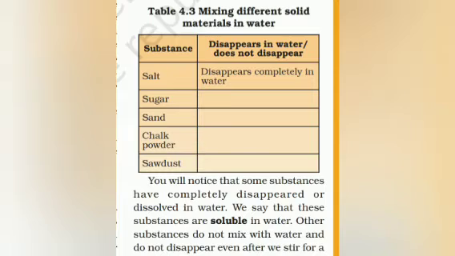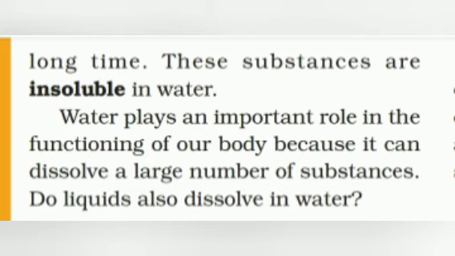Mixing different solids: if we add salt, it disappears completely in the water. The sugar also disappears completely in the water. But sand remains as it is, settled down. Chalk powder also stays like that. Sawdust also remains as it is, because some are soluble in water and some are insoluble in water. The substance which completely disappears is soluble in water, and a substance which remains as it is after mixing, we call insoluble in water.